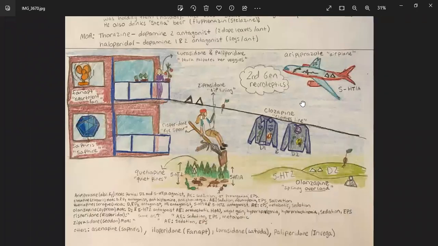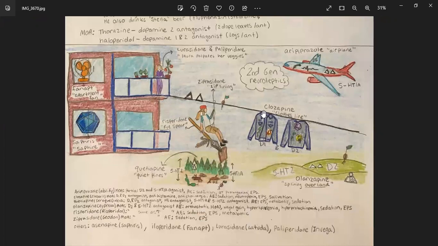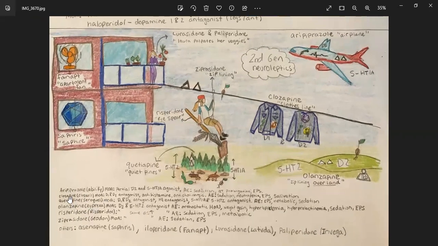Now I move on to second generation neuroleptics, and I apologize. This is also a very busy picture, so pay close attention. So we have an apartment here, and there is a person ziplining. That also, the zip line is also doubling as a clothesline, and it's all over land and over some quiet pines. So I will follow what I have written here.